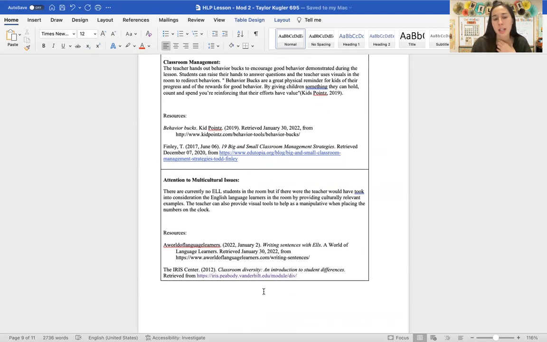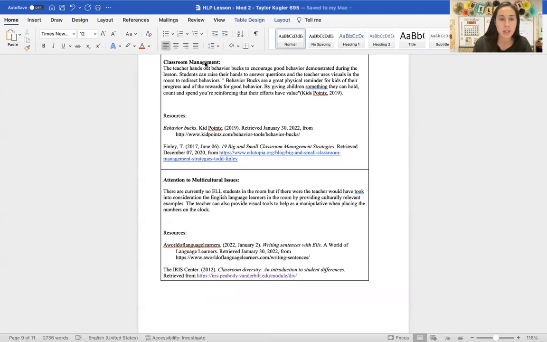Right now, there are no ELL students in my class, but if there were, things to consider would be providing culturally relevant things. So if it's a word problem, making sure that if I do need any translation, I can put it in. And then, of course, they can also get the manipulatives because the numbers are a little bit different for our ELLs. So that's just something to think about.